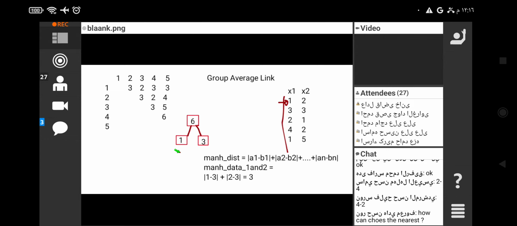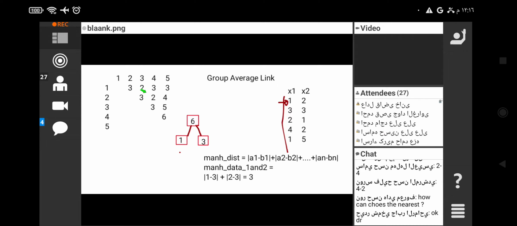This is the nearest, the lowest distance. This is the lowest distance. Now here we combined two clusters, and we have a new cluster, number 6.